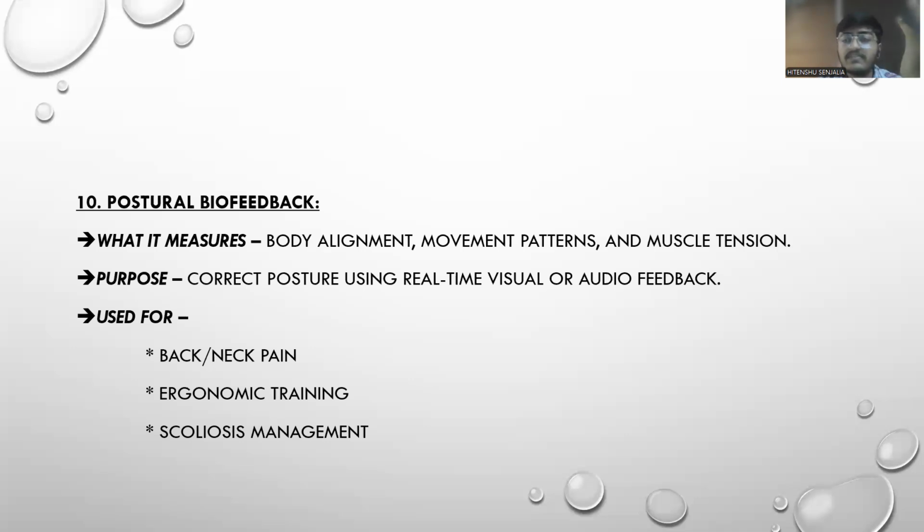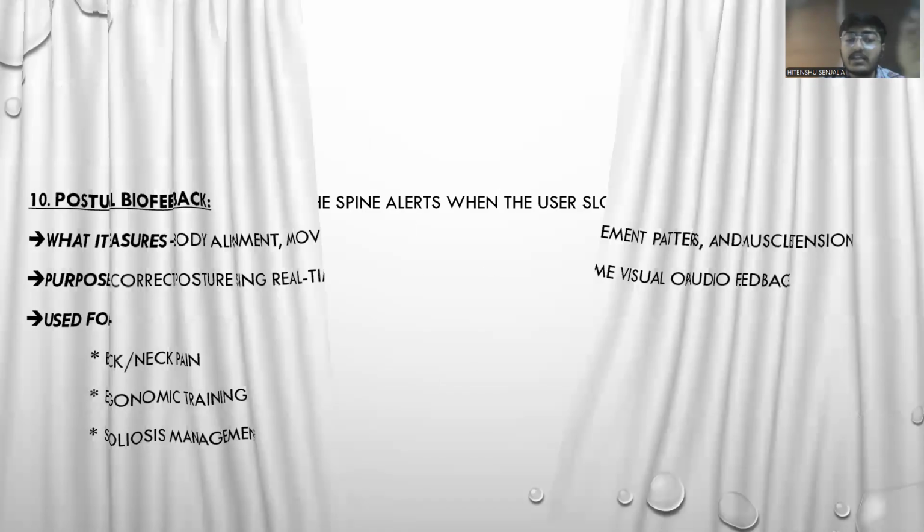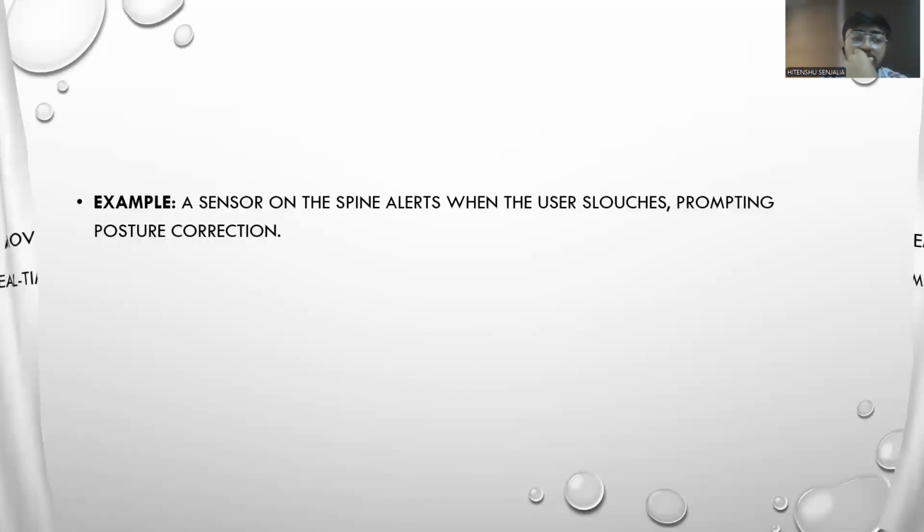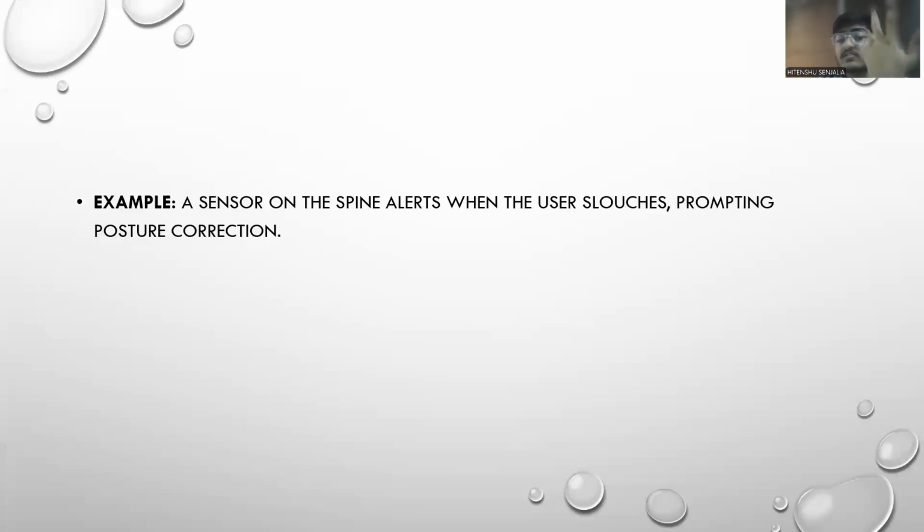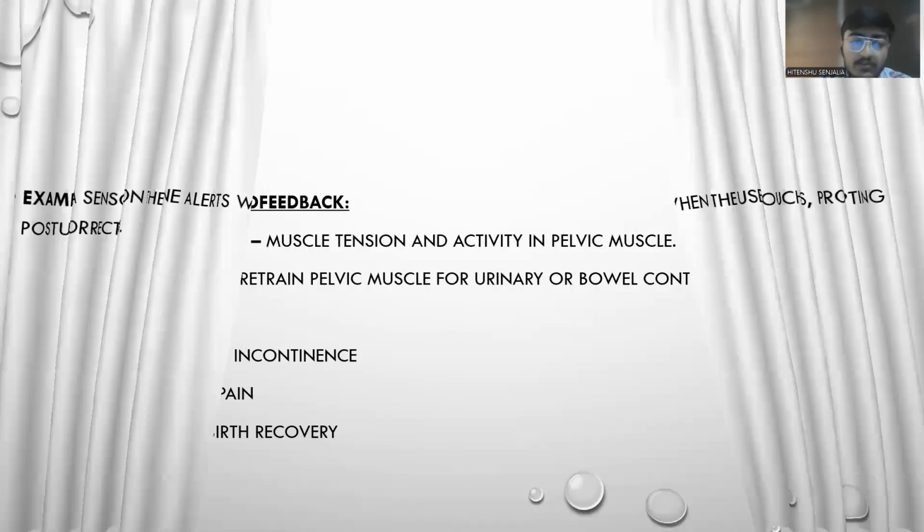The postural feedback means if the patient has any type of postural disorder, for that type of person we can use this biofeedback. An example of it is a sensor on the spine that alerts when the user's slouching, prompting posture correction. This is the example of postural biofeedback.